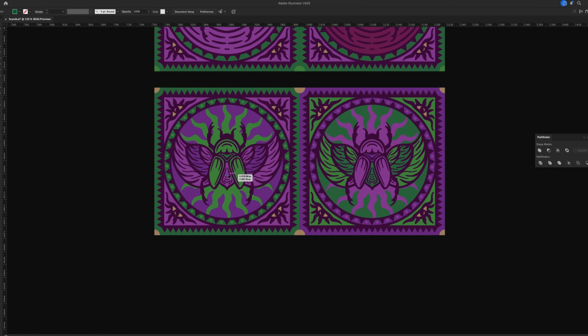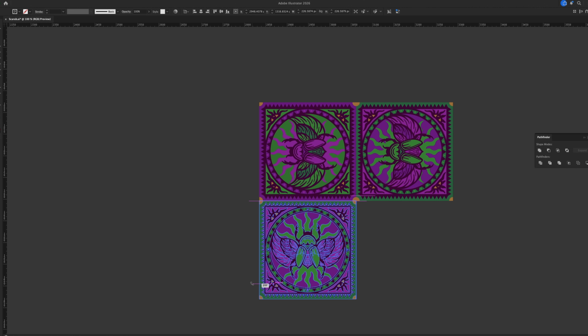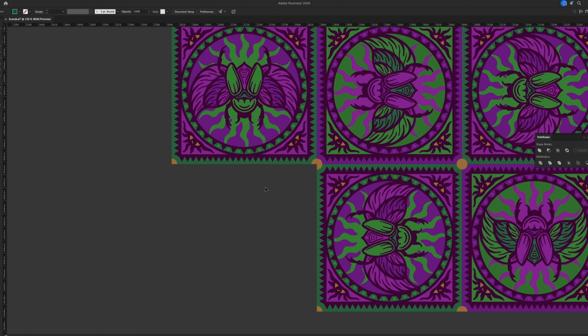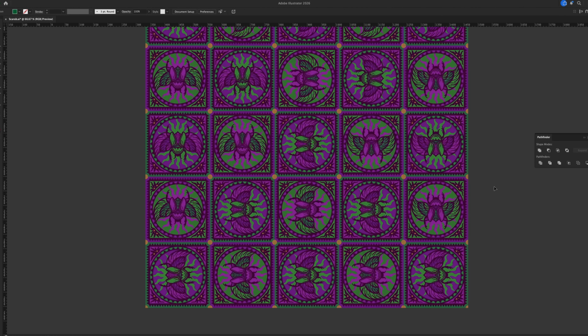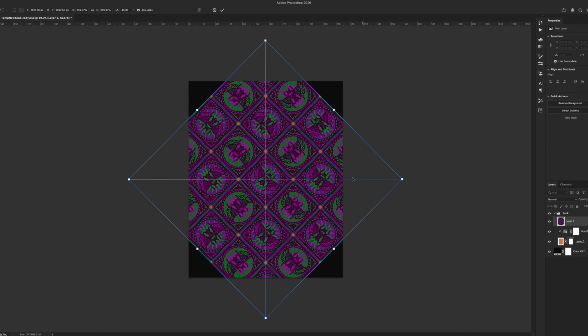I sort of knew that I wanted a vibrant color for this one, but I decided to create a variation of the same color palette just so I can have some slight variance to the pattern.